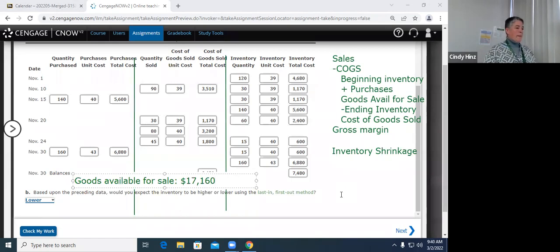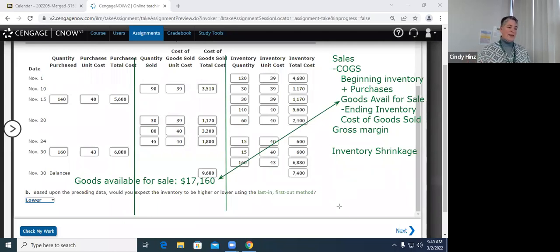Where did that come from? It's what we started with, the 4680 plus the two purchases, 5600 and 6880. We had a total of $17,160 worth of merchandise available throughout the month. Not all at the same time, but at some point during the month, in total, that's what we had available. Everyone okay with that number? Okay. So that's this number right here. Goods available for sale.